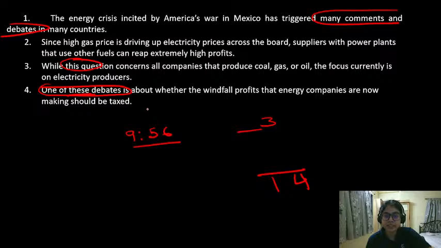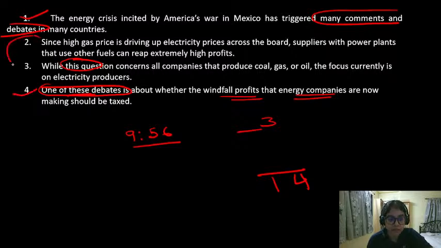The energy crisis incited by America's war in Mexico has triggered many comments and debates in many countries. One of these debates is about whether the windfall profits that energy companies are now making should be taxed. Okay? Lock your answers. फोर्थ में बोला है कि क्या जो प्रॉफिट एनर्जी कंपनीज बना रही हैं उन्हें टैक्स करना चाहिए. That is fourth statement for you. So 1 and 4 done, they are a pair.